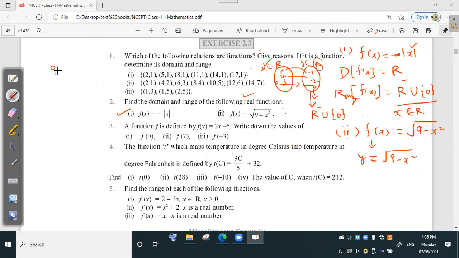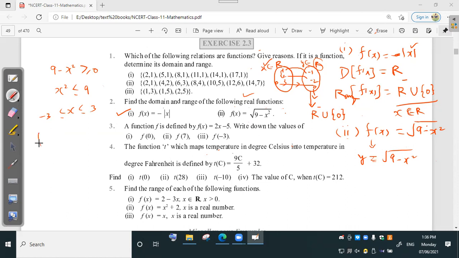You can see directly also, if you understand this point, that 9 minus x square is always greater than or equal to 0. That means x square is less than or equal to 9. So x will lie from minus 3 to 3. Correct. Any value you put, the value of x will be between minus 3 and 3. From this inequality, we are getting this value of x. So x is minus 3 to 3.